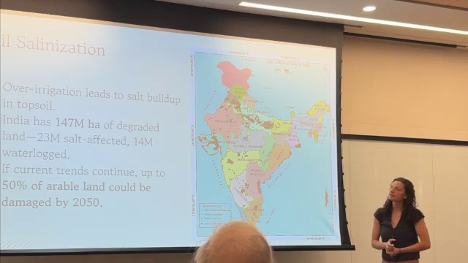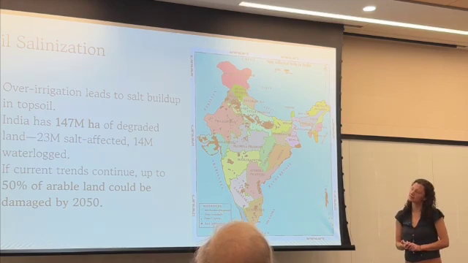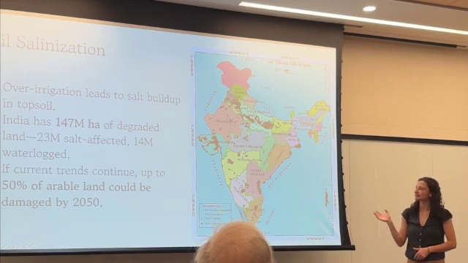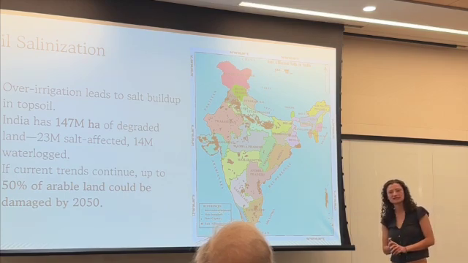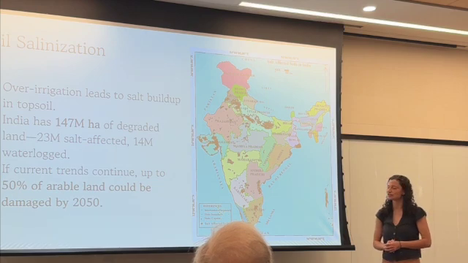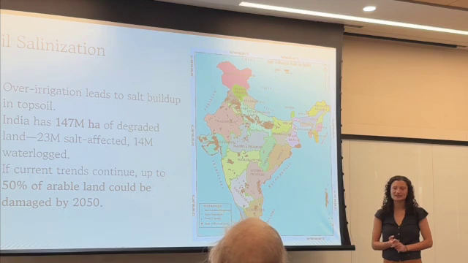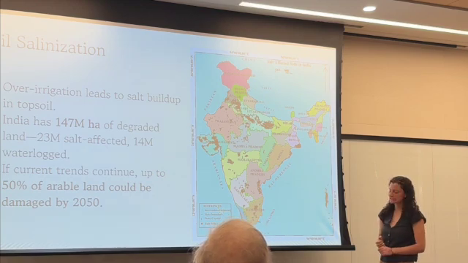There's already 147 million hectares of degraded land. You can see respectively which is salt affected and which is waterlogged. It's believed that this is probably very underreported as well, so I would not be surprised if it's much more. If current trends continue along with climate change, up to 50% of arable land could be damaged by 2050 in India. Very concerning considering that the population is continuing to skyrocket, and so food security definitely looks to be an issue if that continues as projected.